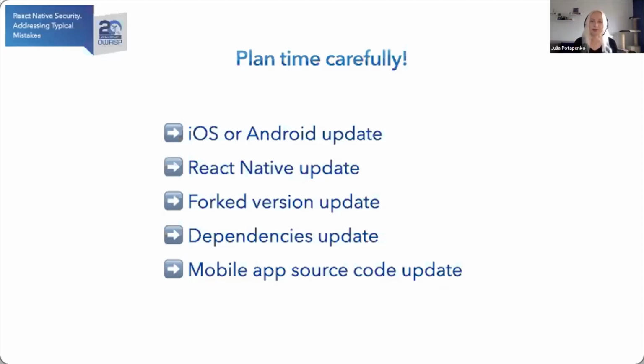And so you wait for the update for the native part, then you wait until Facebook releases the update for React Native. Then some teams have a forked version of the React Native repo, for example, to remove the web part if they are not using it. So they need to update their fork. Then they wait until all the dependencies are updated, and only then can you update your own source code. So it's very, very time consuming. And the main rule here is always plan your time for updates.